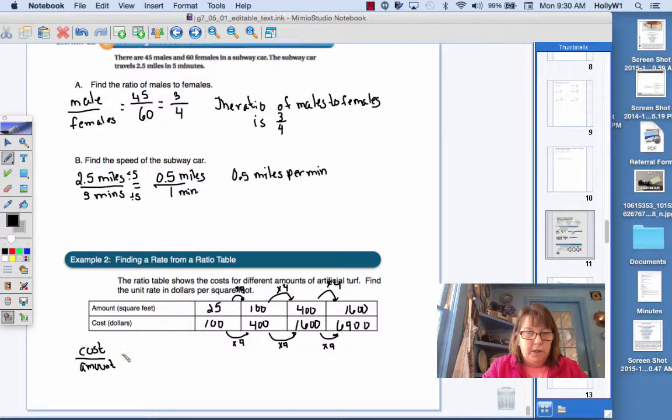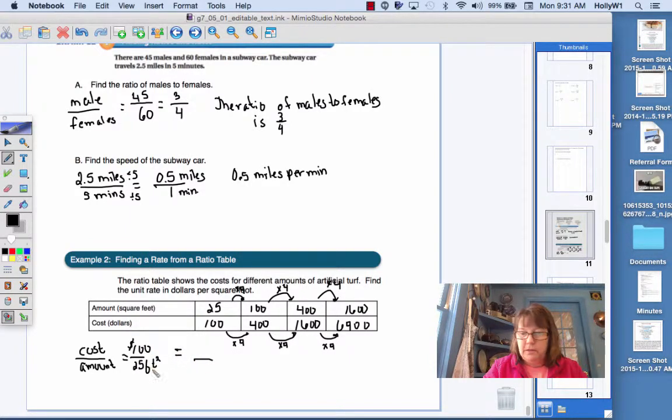So the cost is $100. Now that we're making a rate, we are going to include the units, so it's $100 per 25 square feet. And we want to simplify that down to be a unit rate.